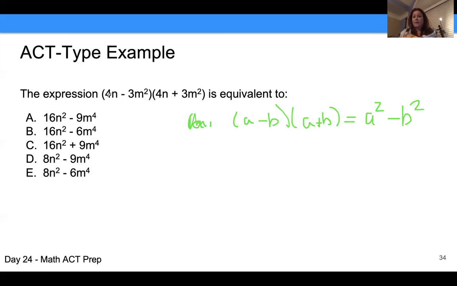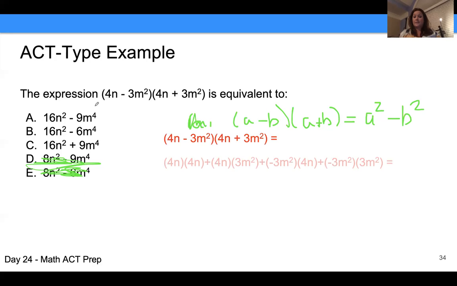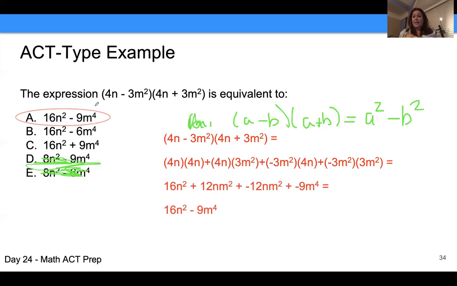So I know it's going to be 16n squared. Let's get rid of these guys. Minus, what's 3 times 3? 9. m squared times m squared, m to the 4th. So the answer is A. Now, if you didn't remember how to do this one, you can see you always have the option to FOIL it out, and you're going to get the exact same answer.